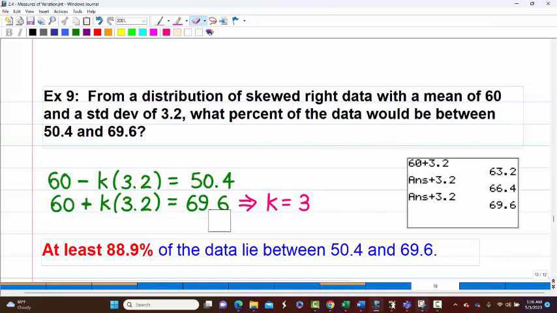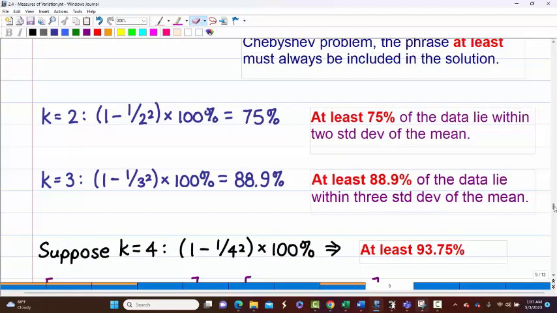Well, I wrote an equation out, if you want to do it that way, but you don't have to, just do this in the calculator. I chose to add this time. It doesn't matter whether you add or subtract. I chose 60, and I had to figure out, okay, how many times do I have to add 3.2 to get to 69.6? And you could see it took me 3 times of adding 3.2 to get to 69.6. 3 times. So 3, and then you go back up here for the definition for 3. Like I said, I'm only going to be working with 2 and 3 on this. At least 88.9% is the rule for Chebyshev when K equals 3.